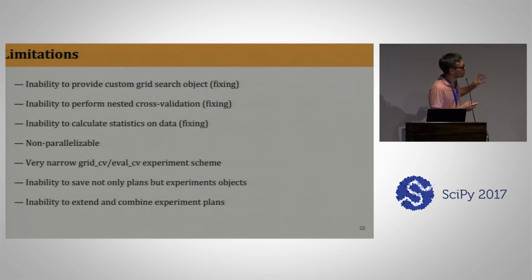You can save the plan of experiments, but you can't save all the objects, and it would be nice, for example, to provide people not only the pandas table, but all the objects, so they can perform stuff. Right now, you can just provide a script or something like this. And you can't extend or combine different experiment plans, which can be handy as well.